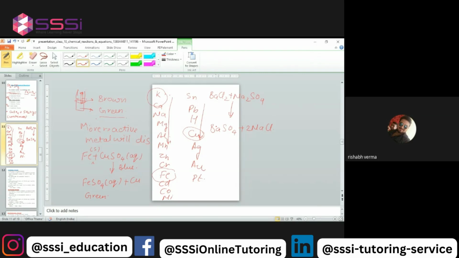We can give more examples too for this. Like it is basically in the precipitation reaction where there is a double displacement, like AgNO3 plus NaCl. Both will be displacing each other's anion and will give AgCl, white precipitate, plus NaNO3.